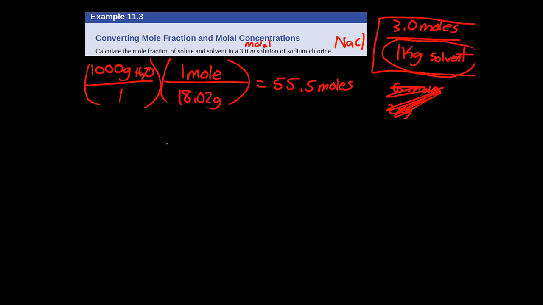So anyway, we know how many moles of solute we have because it's given in the molality here. And we know that in total in our solution we have 3 plus 55.5 moles. And so the mole fraction is going to be, make sure I get my parentheses in there, it is, let's see, 0.051.